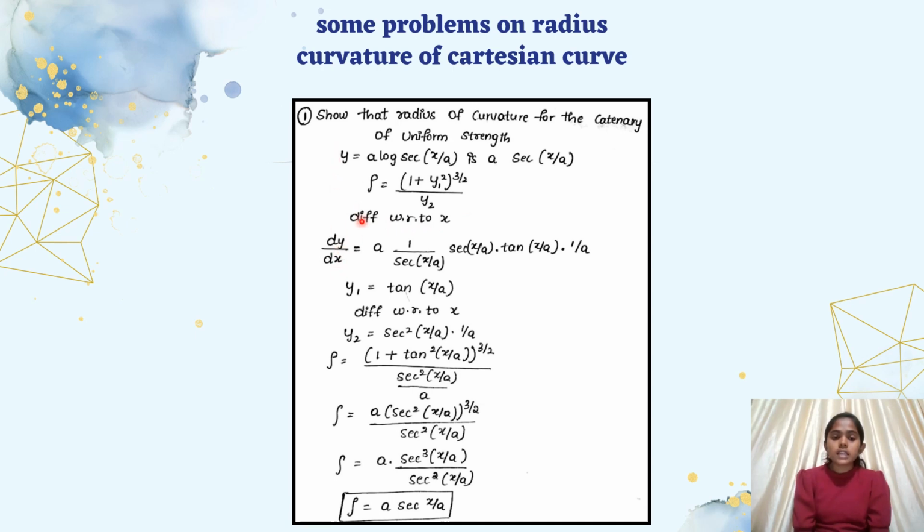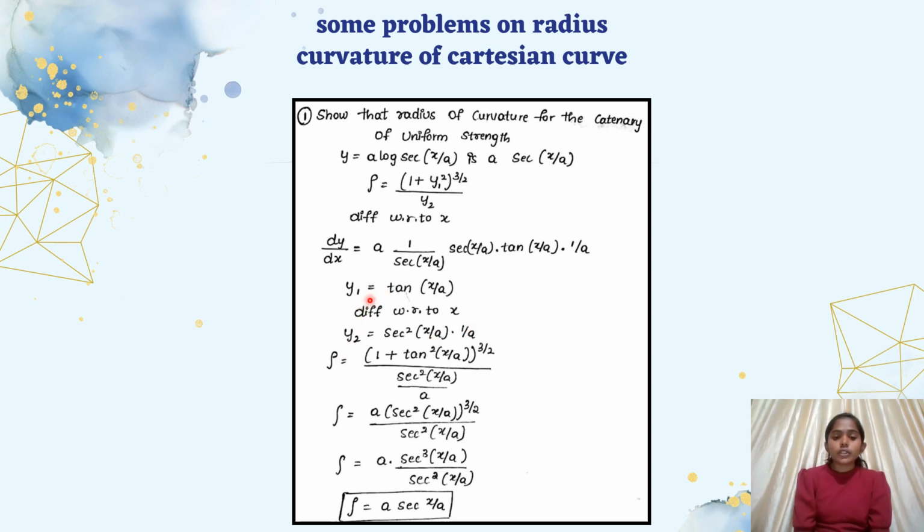Differentiation of y is dy/dx, and differentiation of a log sec(x/a) equals a into 1 by sec(x/a), and differentiation of sec(x/a) equals sec(x/a) dot into tan(x/a), and differentiation of x/a equals 1/a. Sec(x/a) and sec(x/a) cancelled, a cancelled. Consider dy/dx equal to y1. Remaining is tan(x/a), therefore y1 = tan(x/a). Differentiating y1 with respect to x, y2 = sec²(x/a) into 1/a.